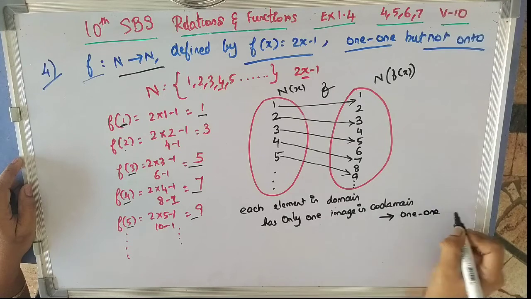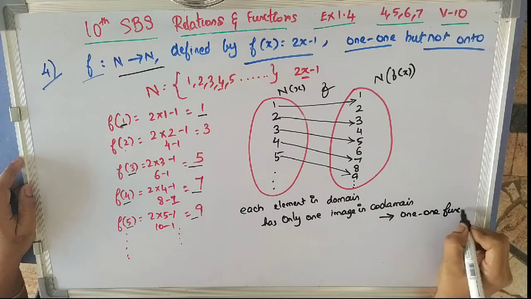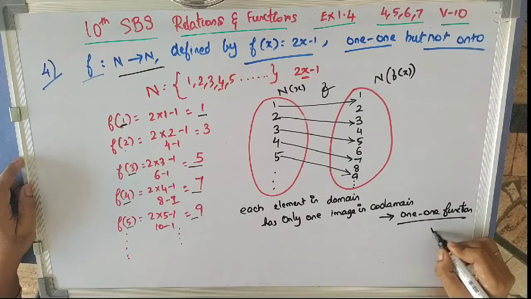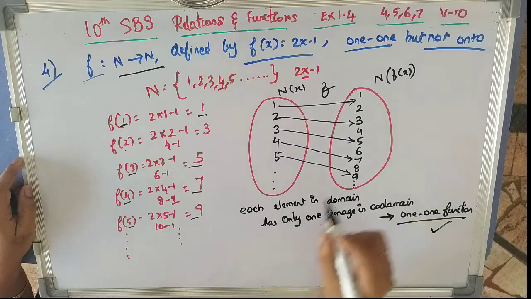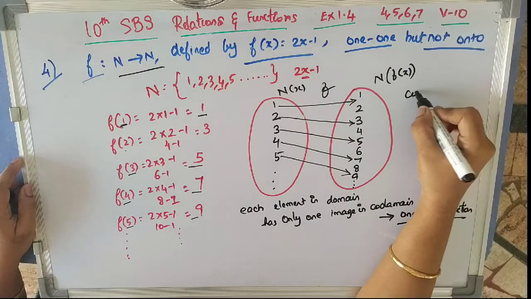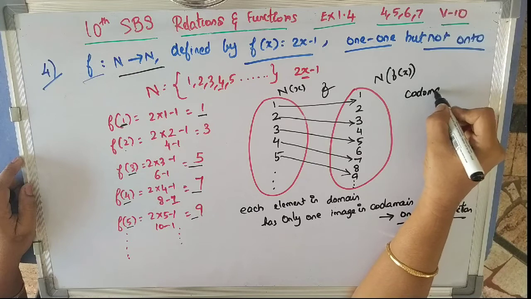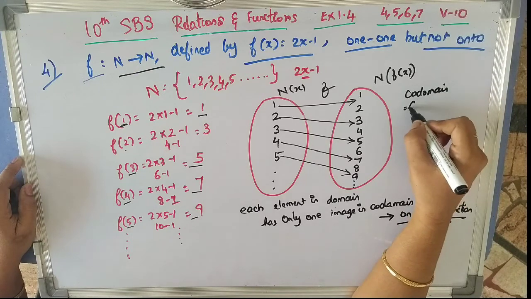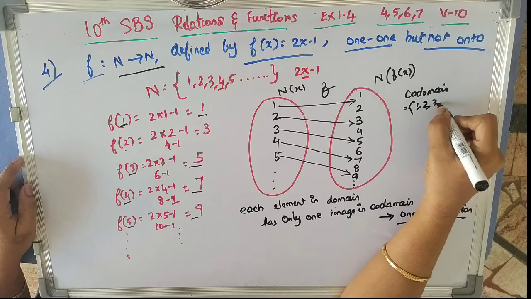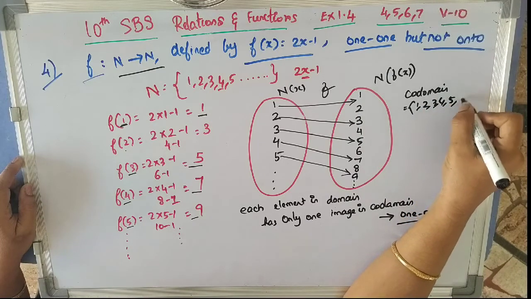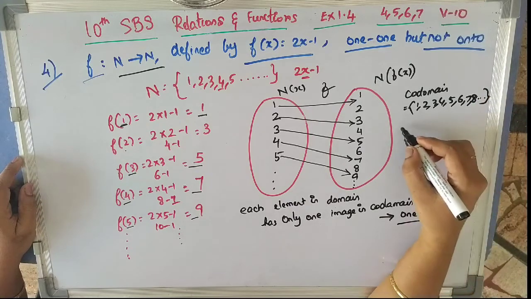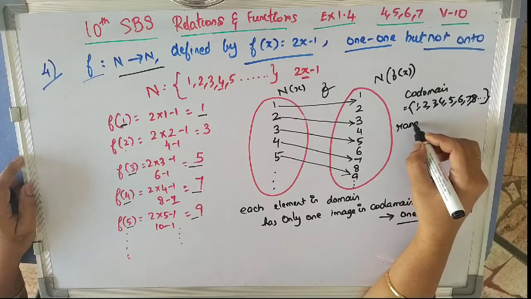Okay? Now, we should prove whether it is onto or not. Do you remember what I said earlier about onto function? Can you recall? We have to find the codomain and range. Now can you remember? Yes. What is codomain? The entire second set: 1, 2, 3, 4, 5, 6, 7, 8, 9 and it goes on. This is the codomain.